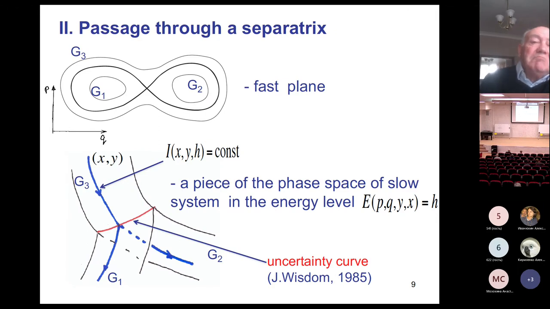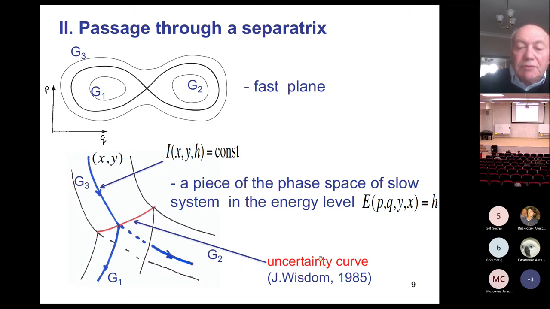And therefore, we have 3 phase planes constructed separately for each domain. And we should glue them on some curve. So the phase space of slow variables is now not a smooth manifold, but a singular manifold, which is a gluing of 3 pieces along some line. And this line is called the uncertainty curve.